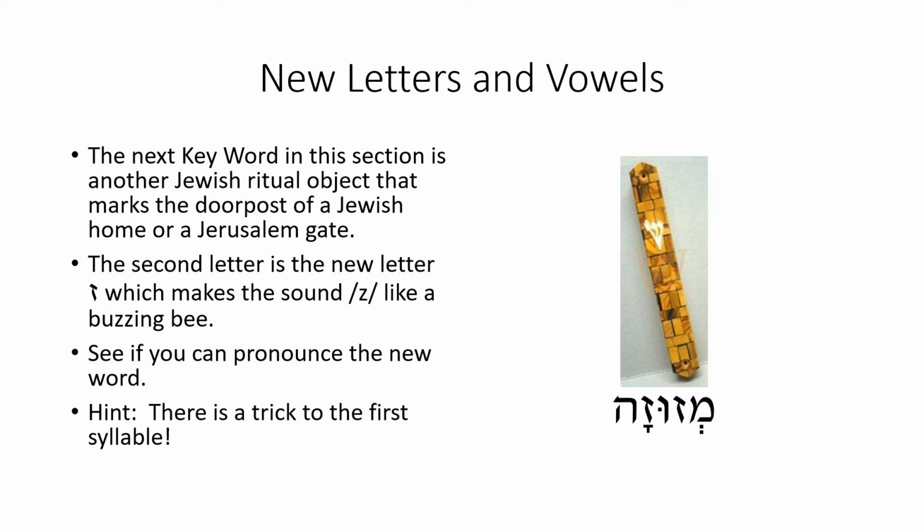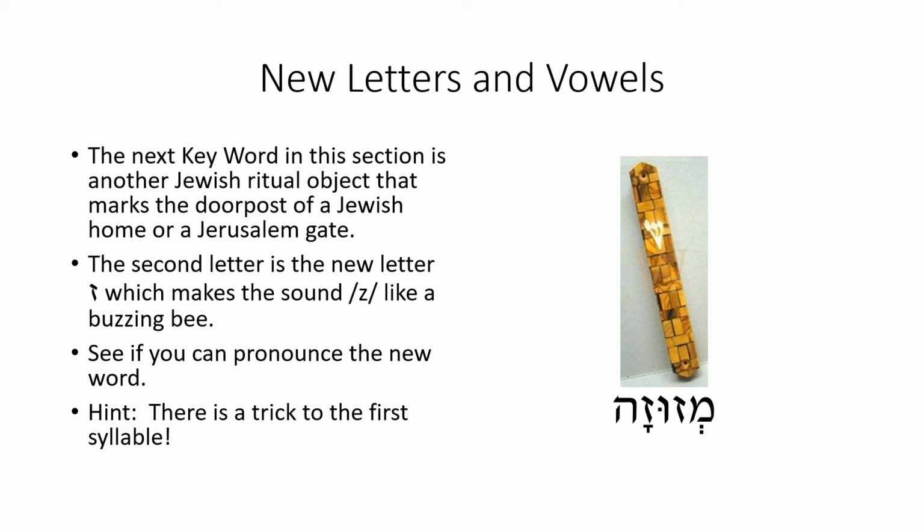The next key word in this section is mezuzah. A mezuzah is a Jewish ritual object that's used to mark the doorpost in a Jewish home, both the front door, the back door, and any of the rooms in which one lives within the home. And it's also used to mark gates in Jerusalem. Inside the mezuzah is several verses from the Torah written on parchment by hand, and they need to be inspected every so often. But the word mezuzah itself means literally the doorpost.